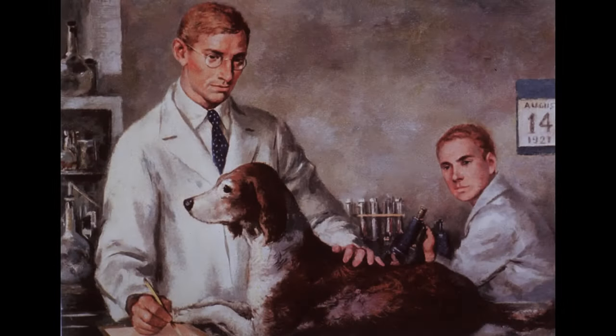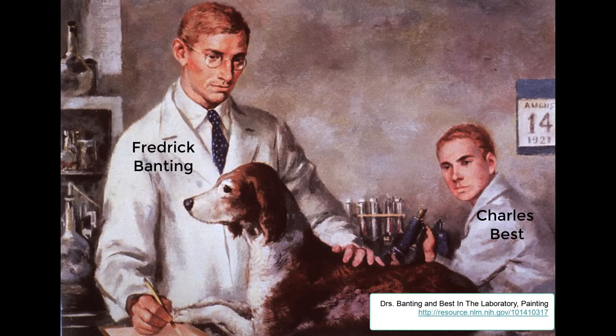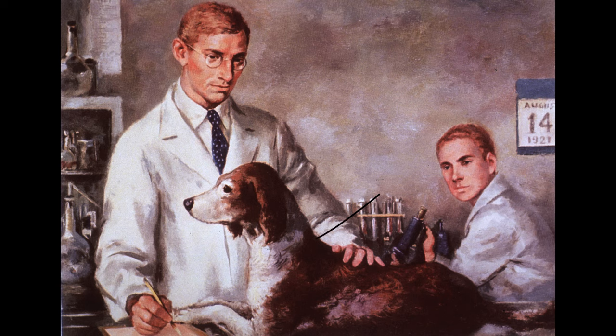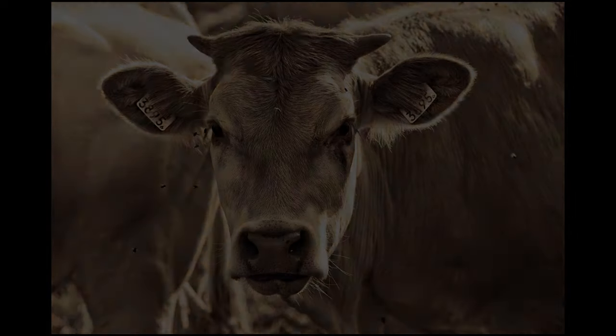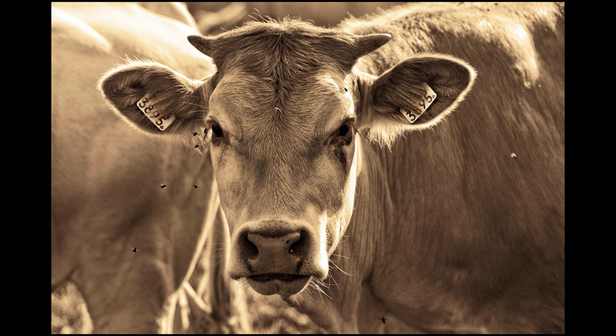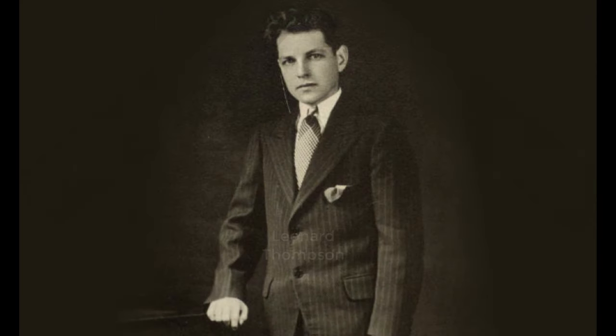In the 1920s, Banting and Best used an extract from bovine or cow pancreas to resolve the symptoms in a diabetic dog. Later, they used a more purified version of the bovine pancreatic extract to treat a 14-year-old boy with type 1 diabetes that allowed him to live for another 13 years.